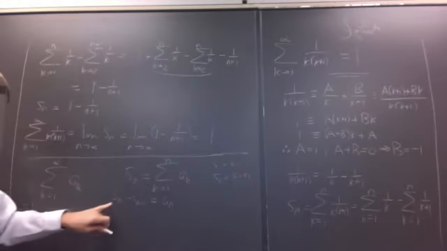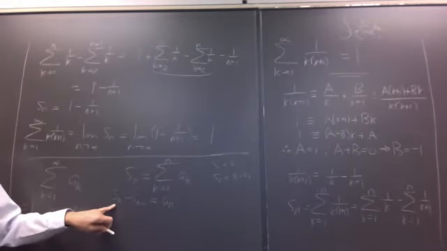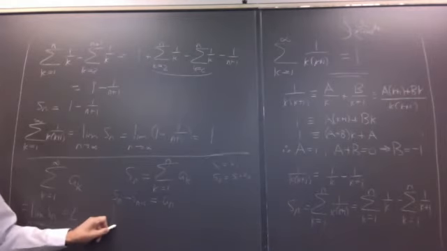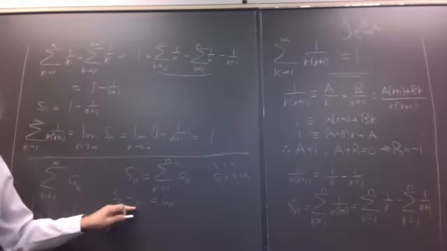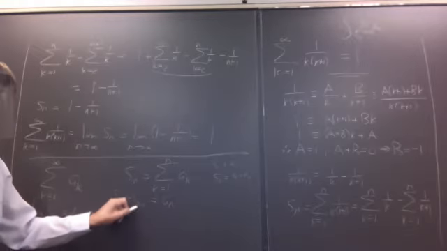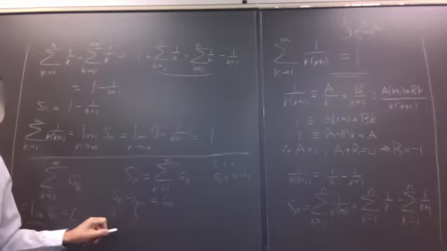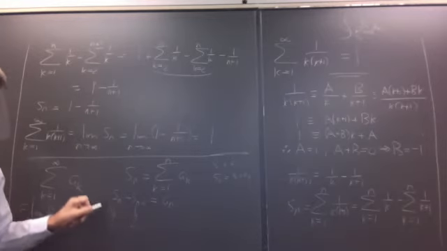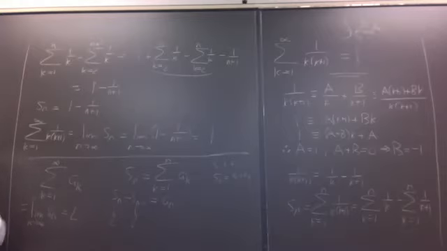So if that's true, then what happens to Sn as n gets big? It goes to L. What happens to Sn minus 1 when n gets big? It goes to L. So what happens to A sub n as n gets big? It goes to 0.